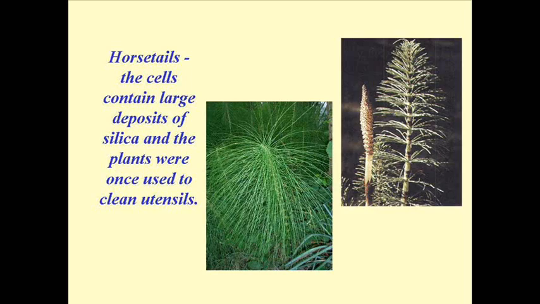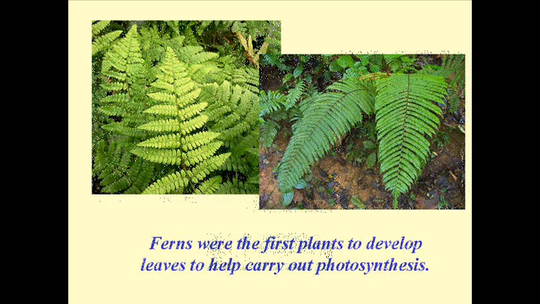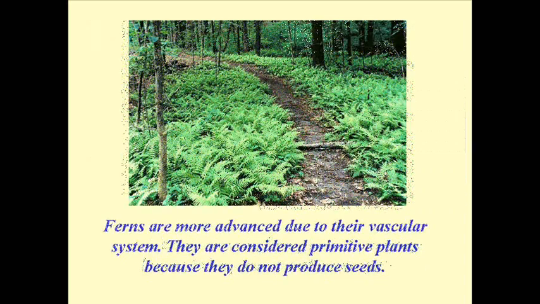Horsetails. These guys are interesting because they actually have silica, the stuff that is used in sand. And these guys used to be used for cleaning utensils because of their rough nature. Again, ferns, these are the first ones that have true leaves. And so again, ferns advance because they actually developed a vascular system.